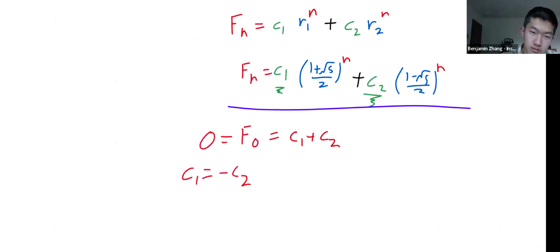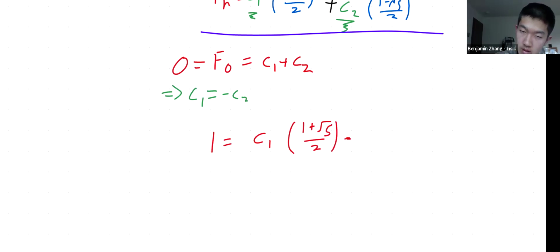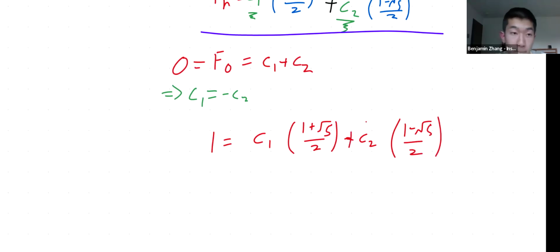So this just gives us c1 equals negative c2. Okay. And then from using f of 1, we get that 1 is equal to c1 times (1 plus root 5) over 2, plus c2 times (1 minus root 5) over 2. Oh, sorry, this would be plus. And from here, you can just plug this into this equation.